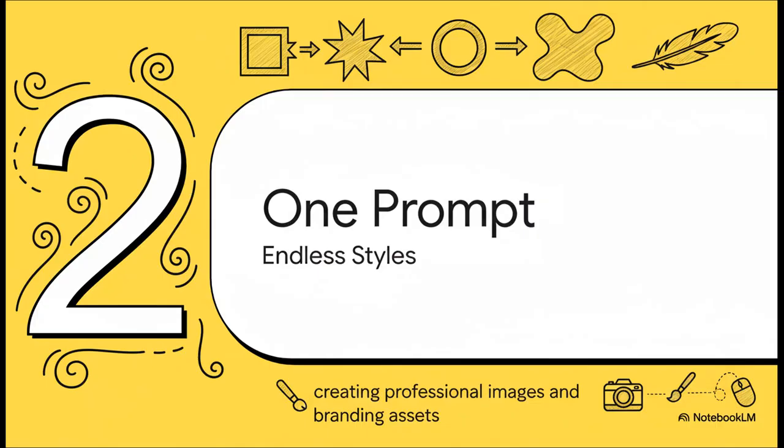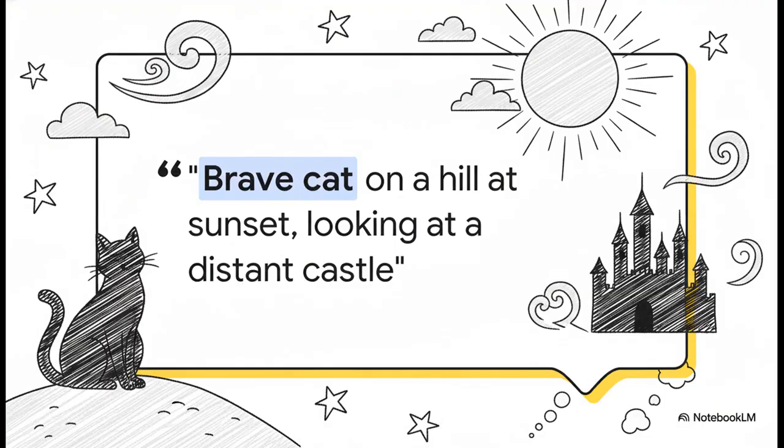Okay, enough theory. Let's put this to the test. What do you say? We're going to take one single piece of content, just one prompt, and we're going to see just how crazy powerful that style command really is when we start messing with it. All right, here is our content. Brave cat on a hill at sunset looking at a distant castle. It's simple, right? But it's got a nice vibe. We've got our hero, the cat, we've got the setting, we've even got a mood. Now, let's see what happens when we only change that one little variable, the style.